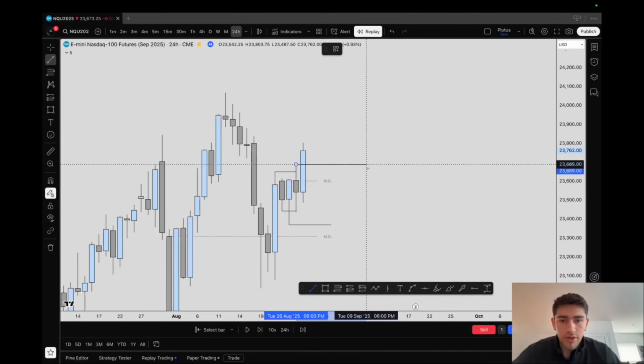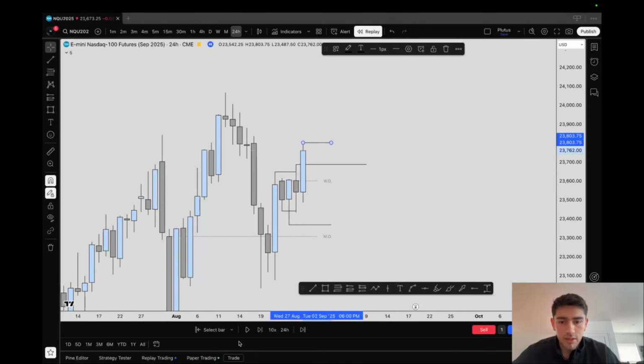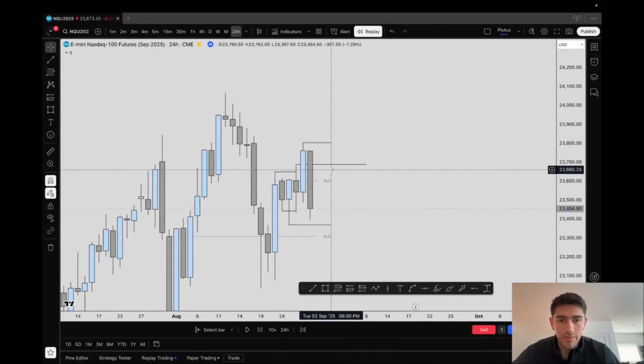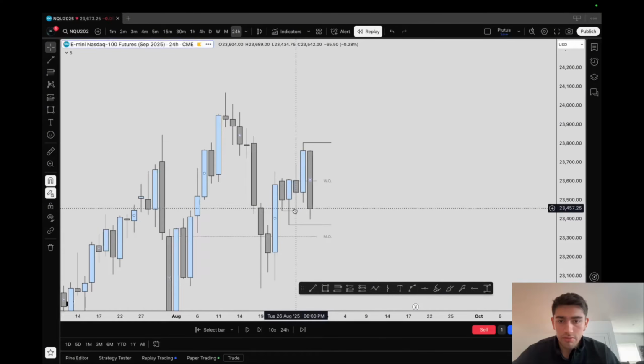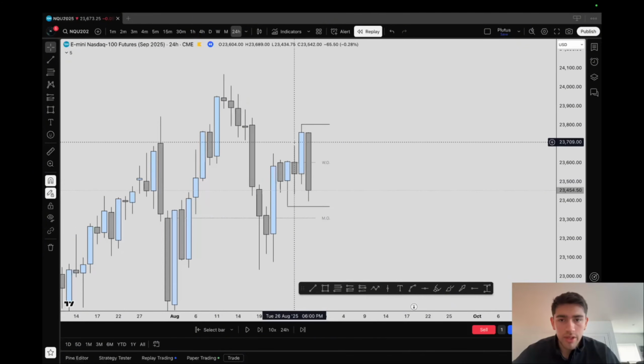Did we close above here? Yes. Where's the next draw on liquidity? Most likely this high. Let's see what happens. There's your failure again, right? Did we close again? Two failures in a row. It happens. Where's the draw on liquidity?